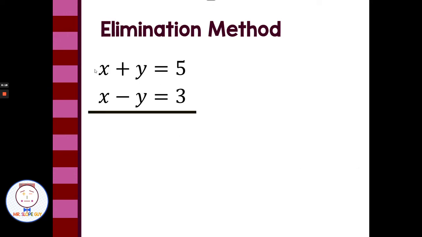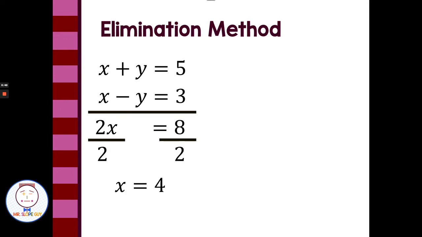And if we add them up and down, 1x plus 1x is 2x. A positive 1y plus a negative 1y cancels out. Additive inverses will cancel. And 5 plus 3 is 8. So in this case, the y's are eliminated, and we're left with the equation 2x equals 8. Well, that's easy to solve. We just divide both sides by 2, and x equals 4.